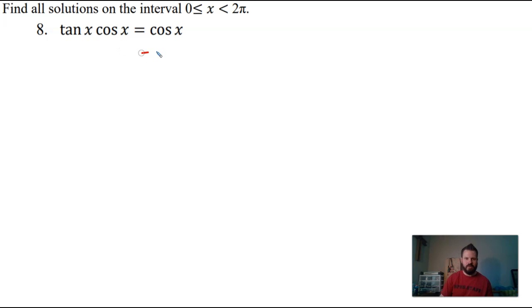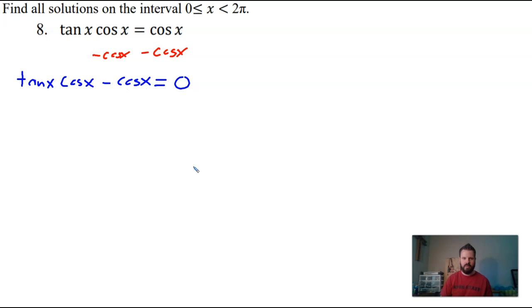Okay, so I'm going to subtract cosine x from both sides of this equation. That's going to leave me with tan x cosine x minus cosine x equals 0. Again, I cannot combine the two of these. This is kind of like xy minus y. Not like terms, I can't put them together. All I can do is pull them apart through factoring. And the other thing is, remember, for factoring, get things set equal to 0 first.